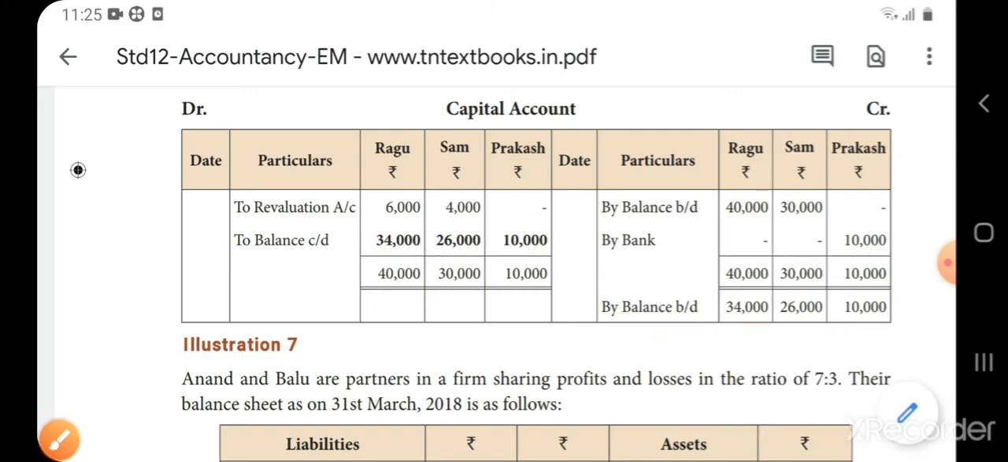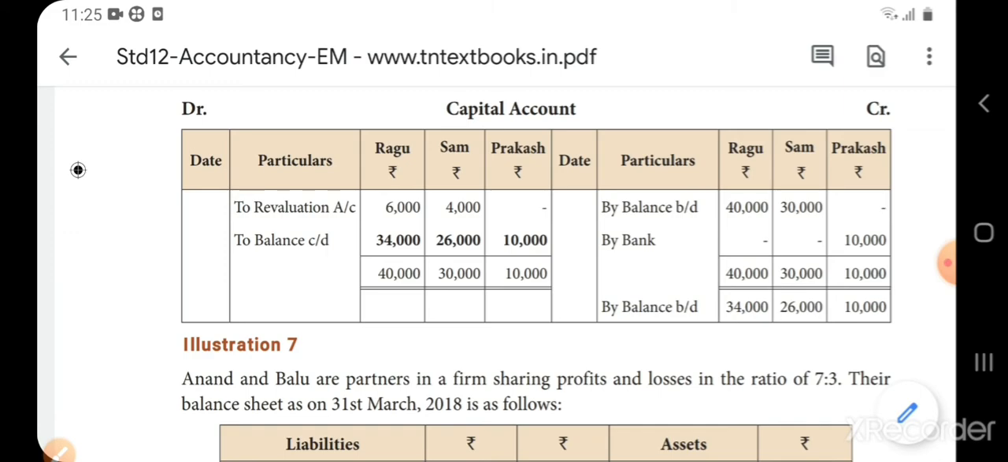Go through the problem once again. First, roughly prepare the revaluation account. Then it will be easy for you to prepare the journal entries. You will start the problem with journal entries, then the revaluation account, and then the partner's capital account.